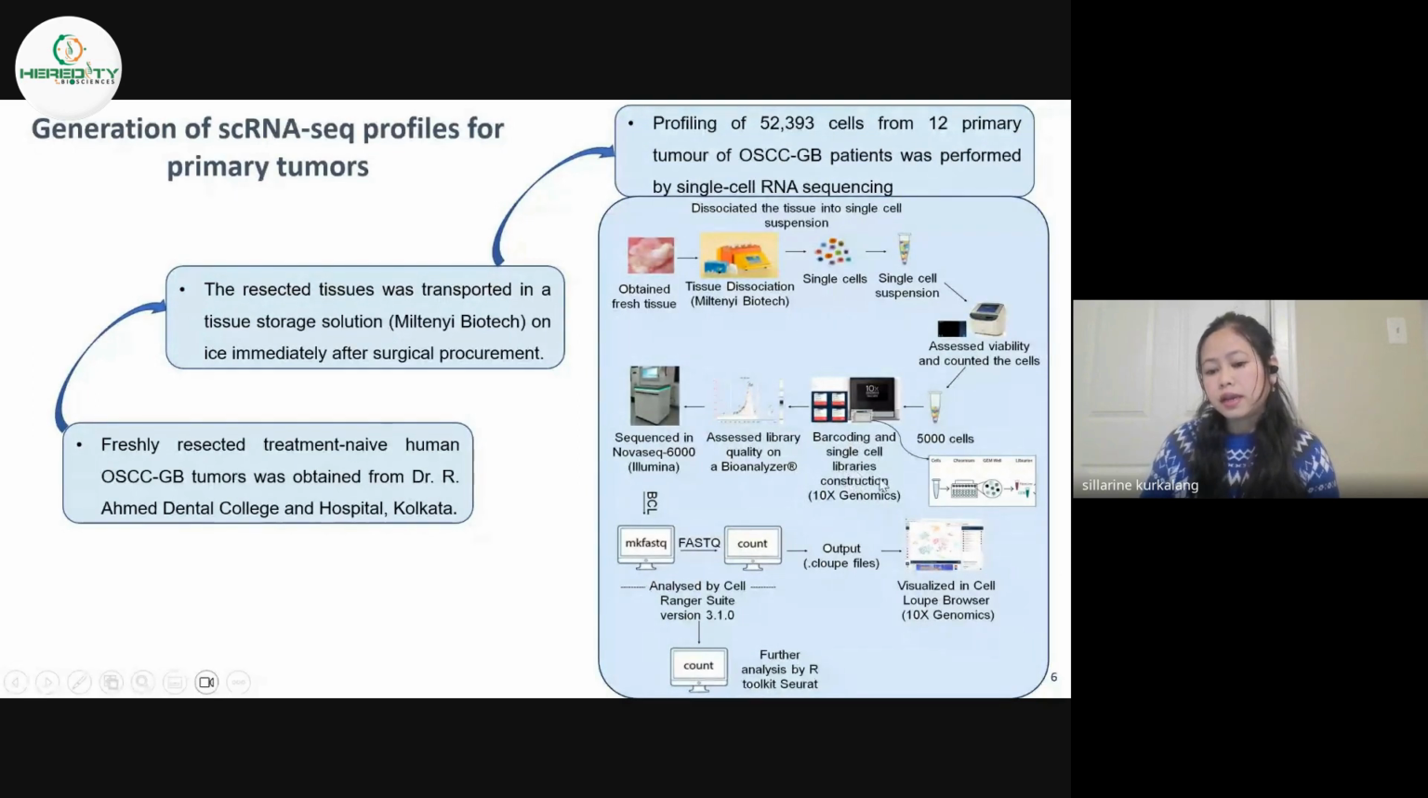Once these single-cell libraries were constructed, we assessed the quality of the libraries, and then we proceeded to sequencing, where we sequenced on the NovaSeq 6000. After sequencing, the sequencing data thus generated were analyzed using Cell Ranger, where the BCL files were converted to FASTQ files and then to the count matrix, and the count matrix was then further analyzed using the R toolkit, which is Seurat.